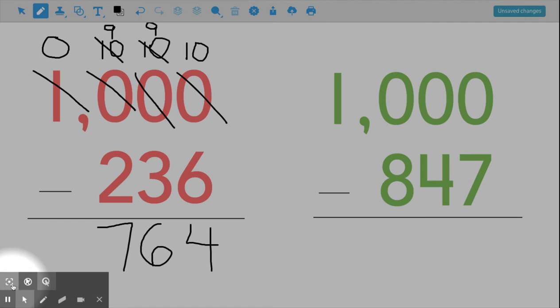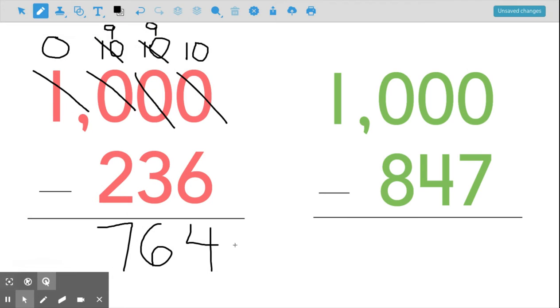Okay, let's move on to this problem over here. 1,000, take away 847. Let's pretend you've got 1,000 flowers growing in your garden, and you're going to pick them for neighbors and friends, and for maybe your mom or your sister, whoever you want to give those flowers to. You're going to take away 847 of them. Let's see how many flowers are going to be in your garden after you take away that many.